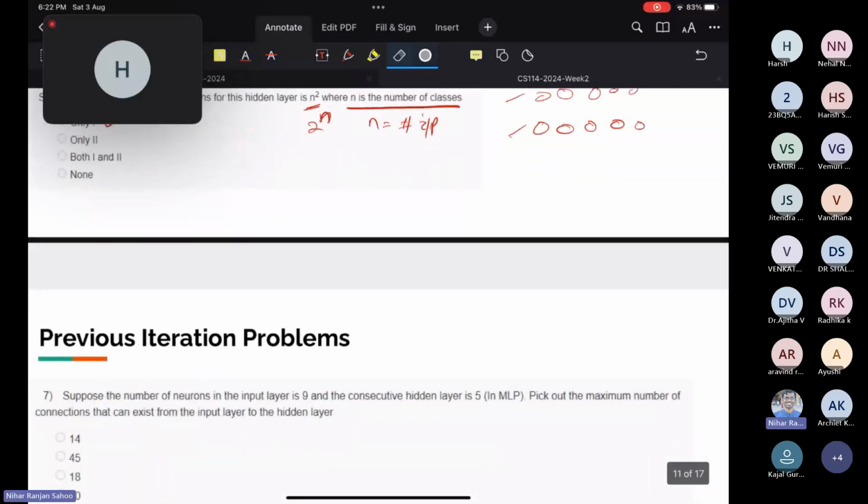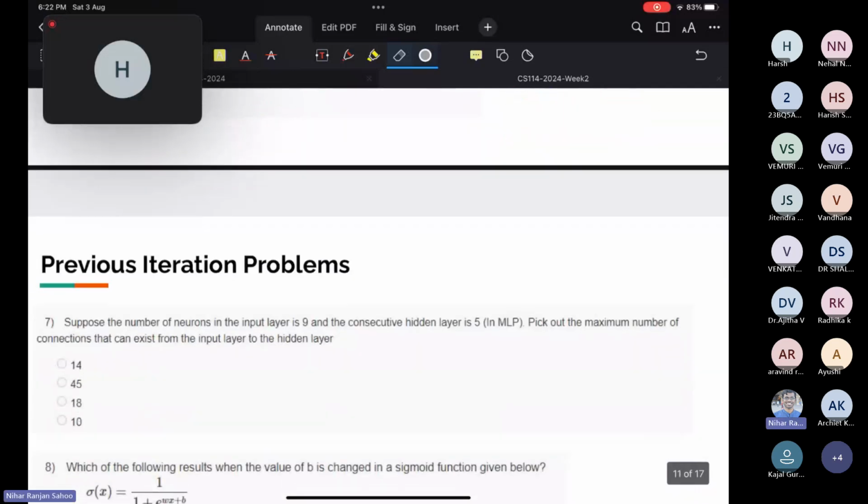Now we're at the seventh question. Suppose the number of neurons in the input layer is 9 and the consecutive hidden layer is 5. So there are two different layers now, the input layer and the hidden layer. Pick out the maximum number of connections that can exist from the input layer to the hidden layer. The input layer has 9 neurons. Let me draw them here: 1, 2, 3, 4, 5, 6, 7, 8, 9. And the hidden layer has 5 neurons, right?